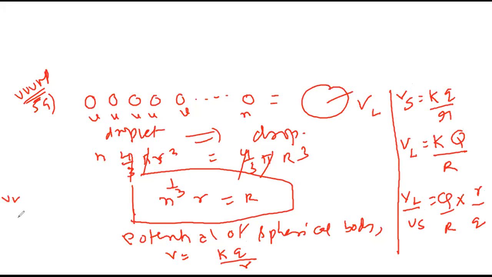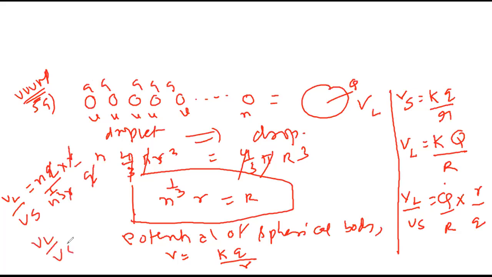Yes, sir. Now capital Q means all the charges add up, and the charge becomes nQ. That means it is n times Q upon capital R, which is n raised to 1 by 3 small r, into R upon Q. Q and R cancel. So V large upon V small is n raised to 2 by 3. So V of large is n raised to 2 by 3 V of small.